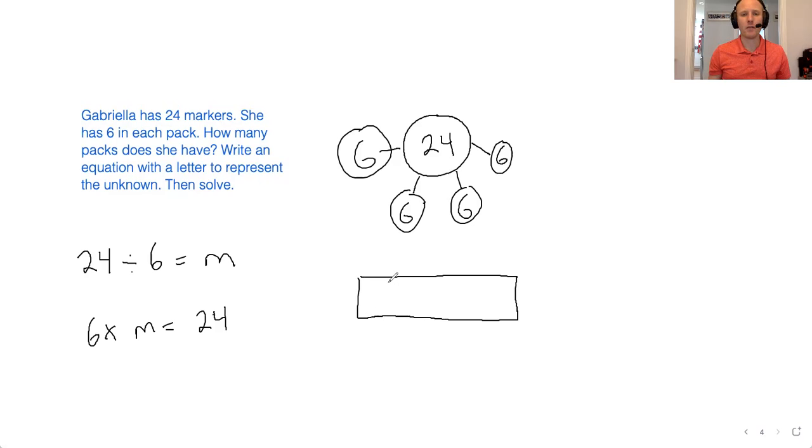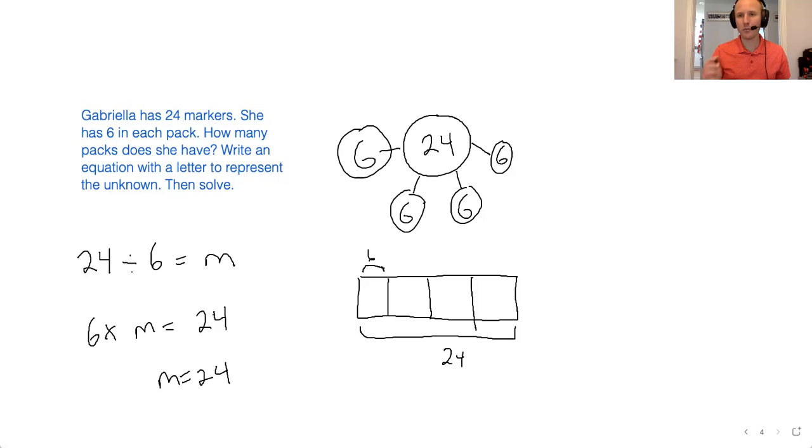So again, I know that I have a group of 6, and I know that all my groups of 6s together are going to add up to 24, or multiply to 24. So 6 plus 6 is 12, plus 6 more is 18, plus 6 more is 24. So we find out that m equals 24.